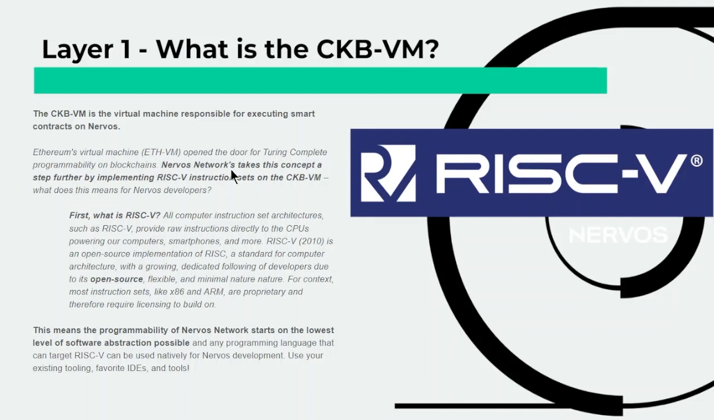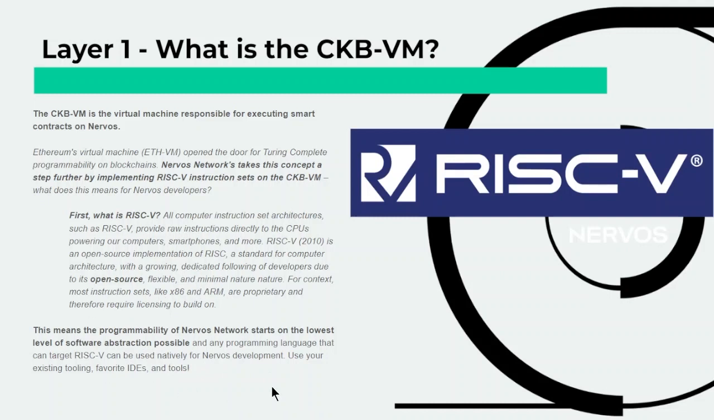So Nervos Network took this concept a step further by implementing RISC-V instruction sets on the CKB-VM. What does this mean? Well, if you're a computer nerd, you likely already know about RISC-V. RISC-V is a computer instruction set architecture. It's essentially the computer architecture that is responsible for the raw instructions going directly to the CPUs powering all of your technology. So essentially what this means is that the programmability of Nervos Network starts on the lowest level of software abstraction possible, and any programming language that can target RISC-V can be used natively for Nervos development.